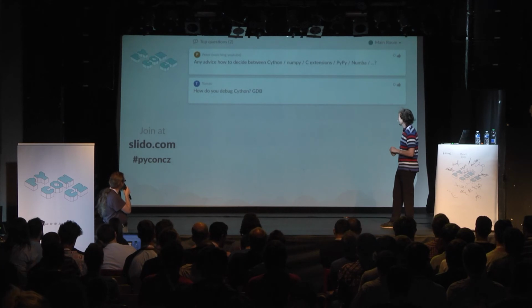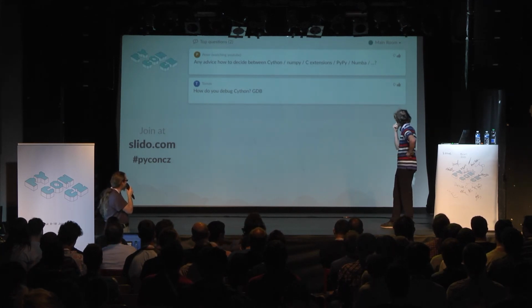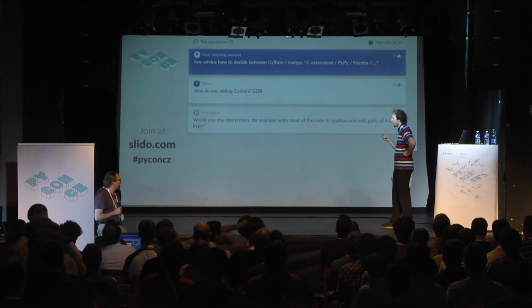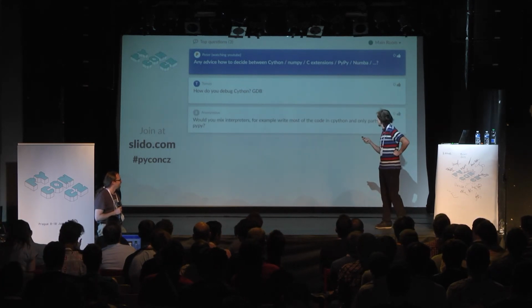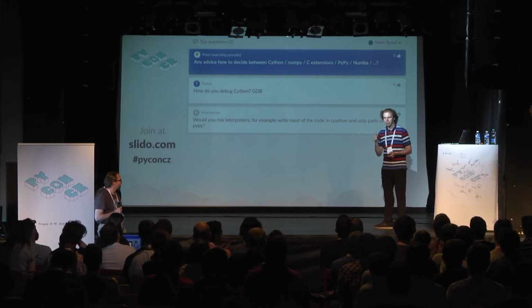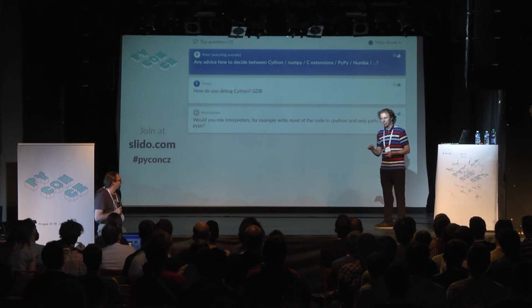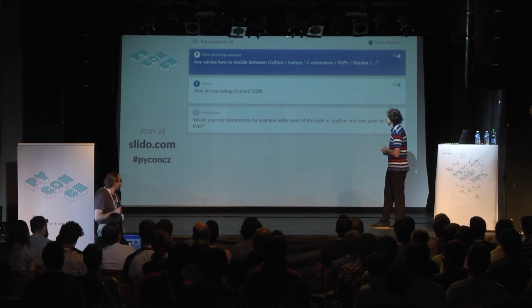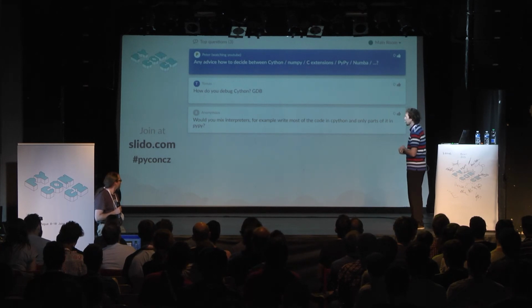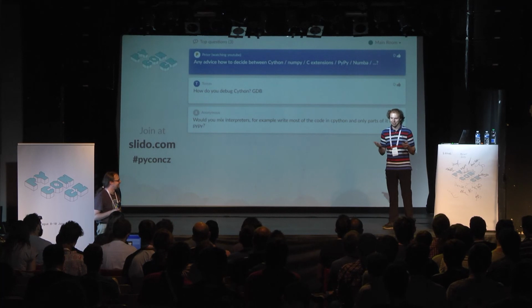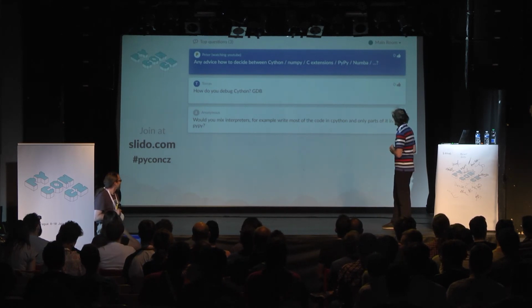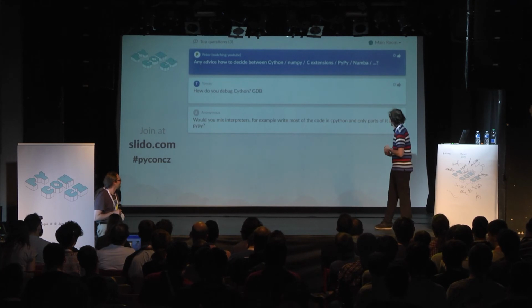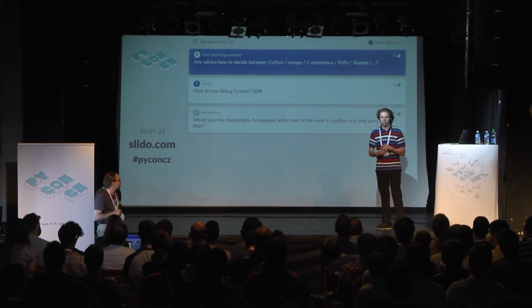Right. Any advice on how to decide between Cython, NumPy, C extensions, PyPy, Numba, and whatever else? So I like Cython, obviously. Cython can be combined with NumPy. I recommend NumPy. Actually, I didn't mention it, but Python lists are really slow. If you can use anything else for primitive types such as integers, just do it. So NumPy is good for performance. C extensions, I don't recommend it because you have to write in C, and Python is just better. And PyPy, if it works for you, then it's an easy way to get some performance boost. And Numba, I tried it and it doesn't work most of the time.